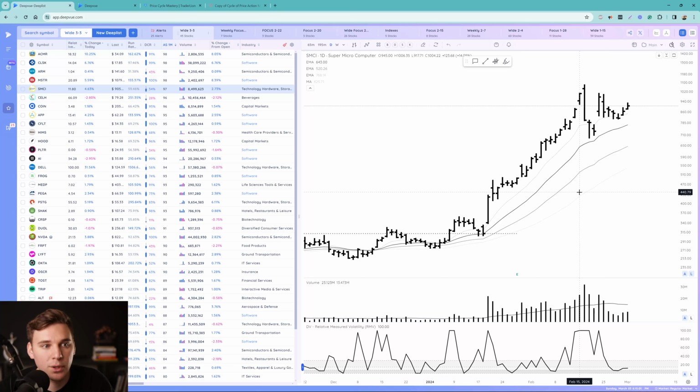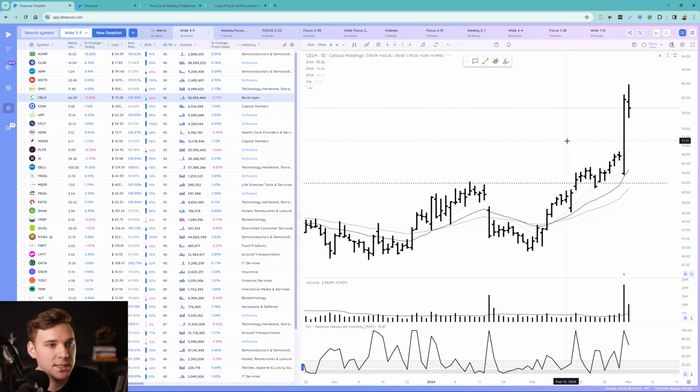Or are you looking for a medium volatile name, which can trend a little bit more cleanly? It's up to you to determine what works best for your trading style and time frame. Moving on, we've got CELH.